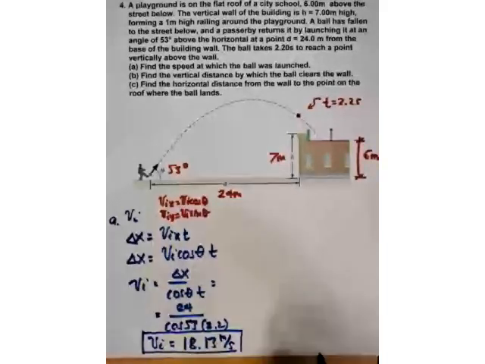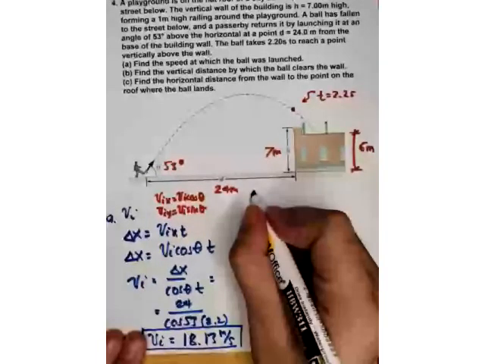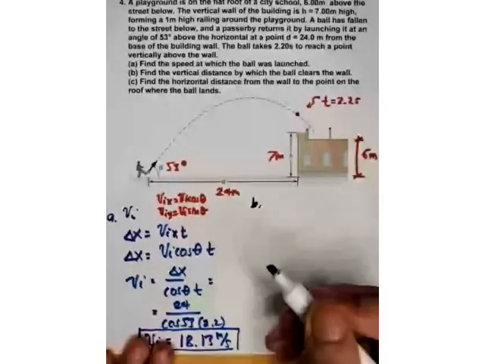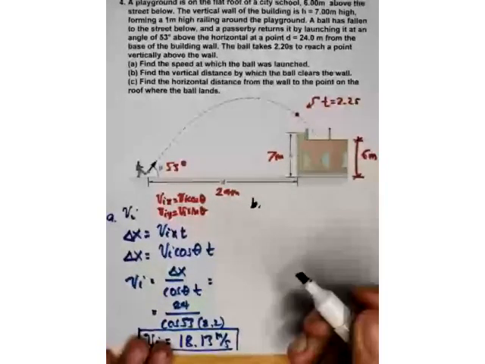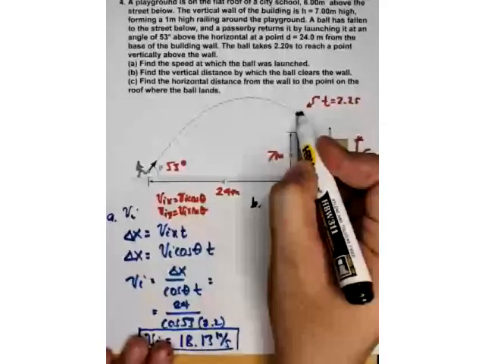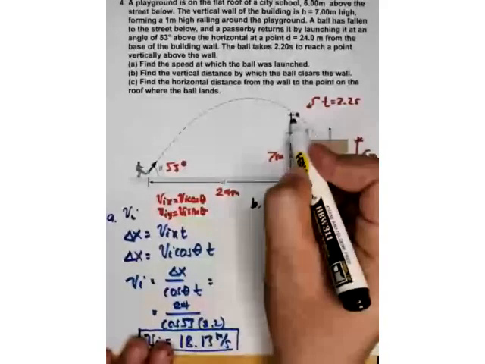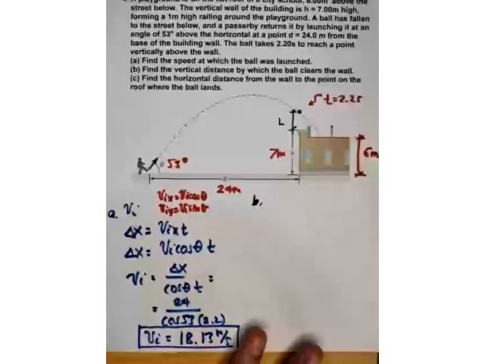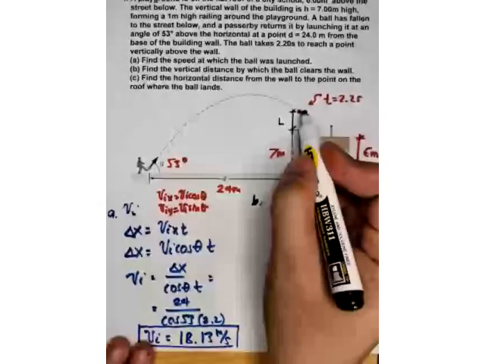Sige. So let's proceed to the next one. So letter B. Find the vertical distance by which the ball clears the wall. Vertical distance. Okay, class. So dito niya kinlear yung bola. Ito yung wall. At ito yung wall. Ito daw yung hahanapin natin, itong vertical distance na to. Ayan. So tawagin natin, let's call that L. So that vertical distance L, na i-clear niya yung ating wall.